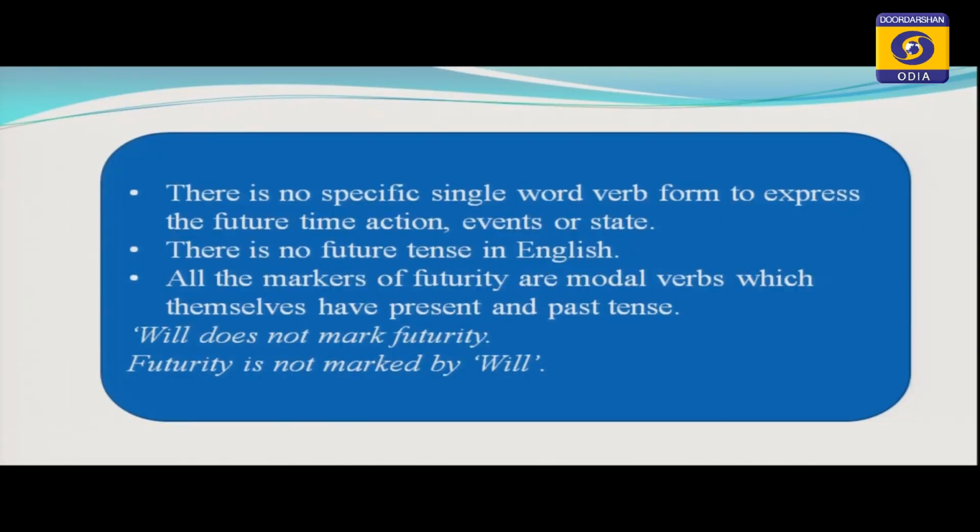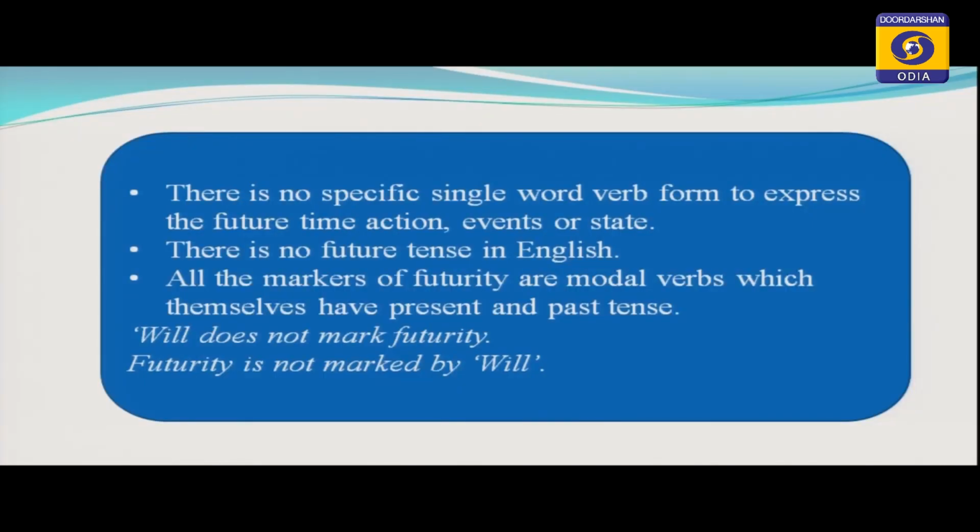You can use the simple present tense form to refer to future time, and you can use the present progressive form to refer to future time. So all the markers of futurity are modal verbs, which themselves have present and past tense. Now, when you use modal verbs, they have past and present tense forms, because will has the past form would and shall has the past form should.